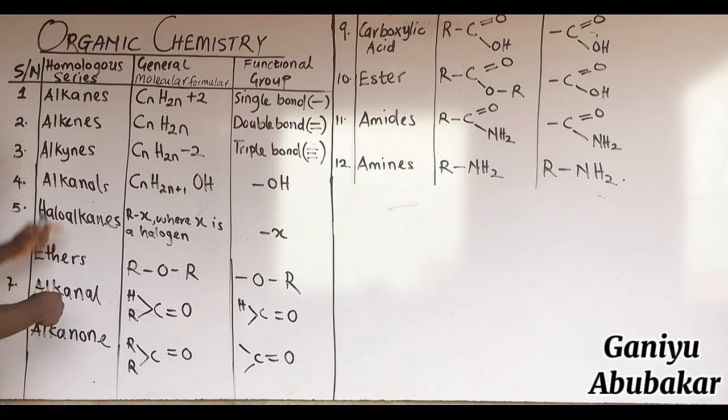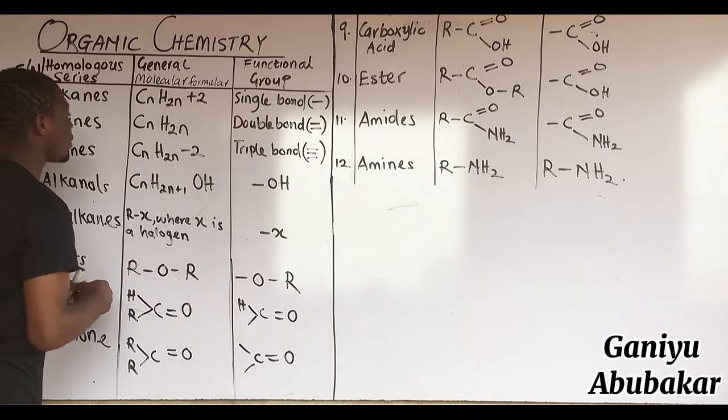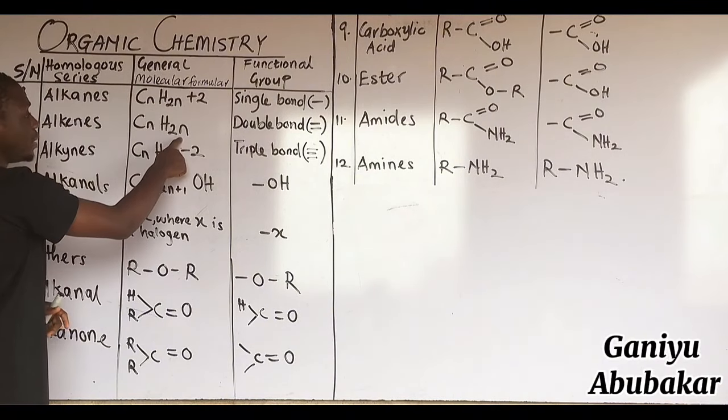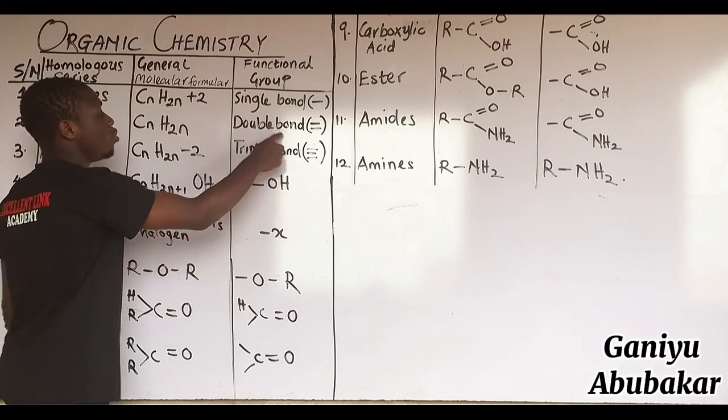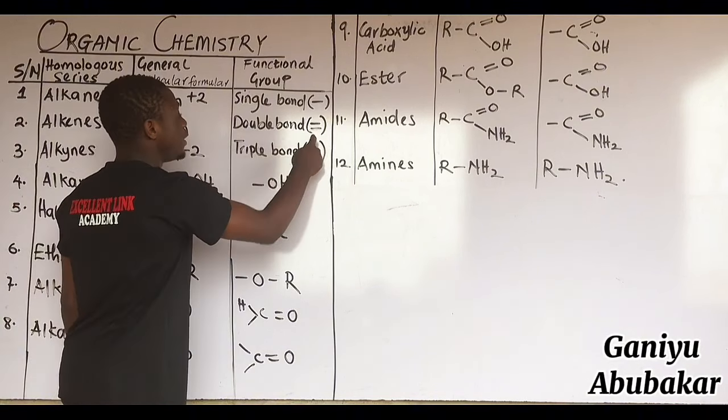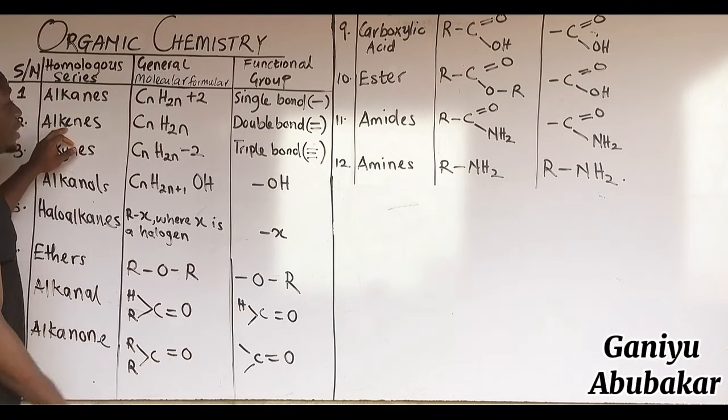All right, I'm seeing alkenes here. The general molecular formula for the alkene is CnH2n, while the functional group is a double bond. So if I'm seeing a double bond, it's simply an alkene.